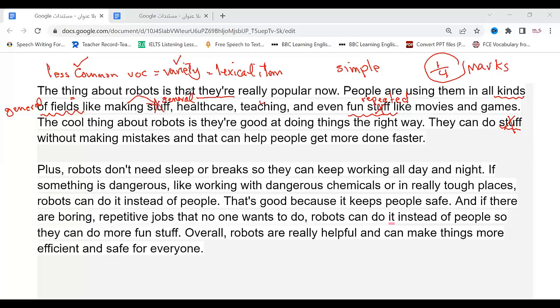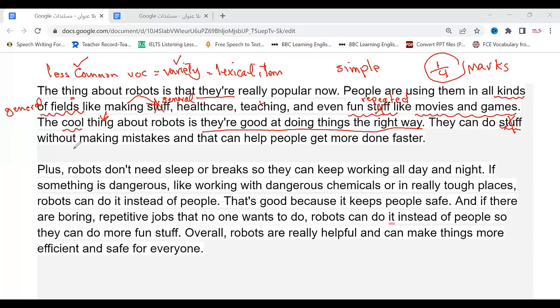Let's see again. Then he said "movies and games," which are really childish and simple words that can be replaced by entertainment, for example. "The cool thing," which is very informal, and the word thing is very general and repeated as well. "About robots, they are good at doing things the right way." Look at the level of this sentence. We'll see in the next paragraph how the other candidate used this expression.